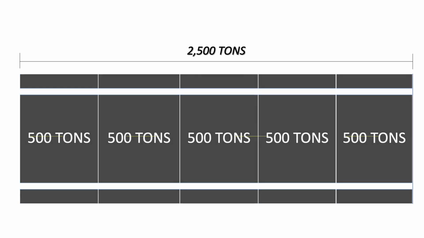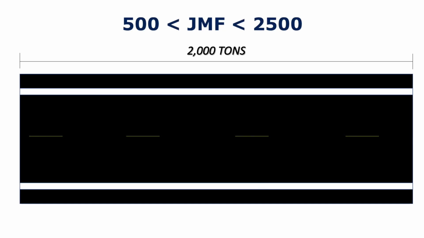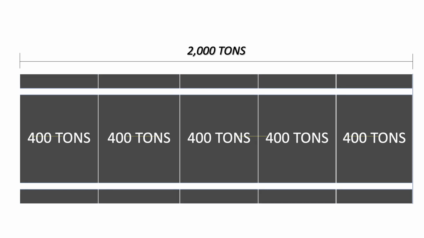To start, the sublot size for each JMF must be calculated. A normal lot size is 2,500 tons, with 5 500-ton sublots. This means that any JMF with quantities greater than 2,500 tons will have a 500-ton sublot size. For JMFs with quantities greater than 500 tons but less than 2,500 tons, the lot will be divided into 5 equal sublots. For instance, a JMF with a 2,000-ton quantity will have 5 400-ton sublots.